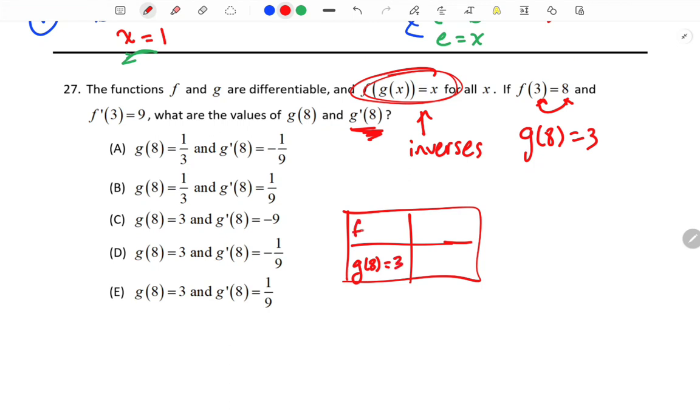Okay, so then here I'm going to flip it back. f of 3 equals 8. We don't need to worry about this. We don't have an equation. f prime of 3 equals 9. And so then g prime of 8 is going to be 1/9. So g of 8 is 3, and g prime of 8 is 1/9.